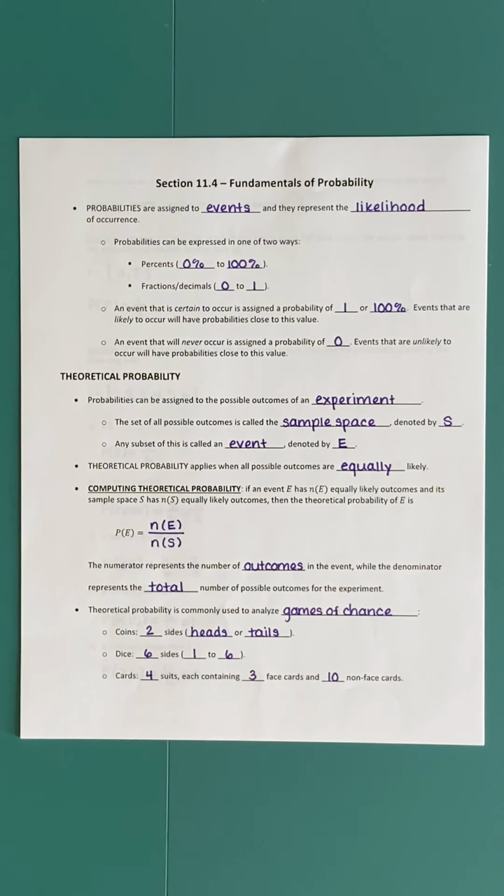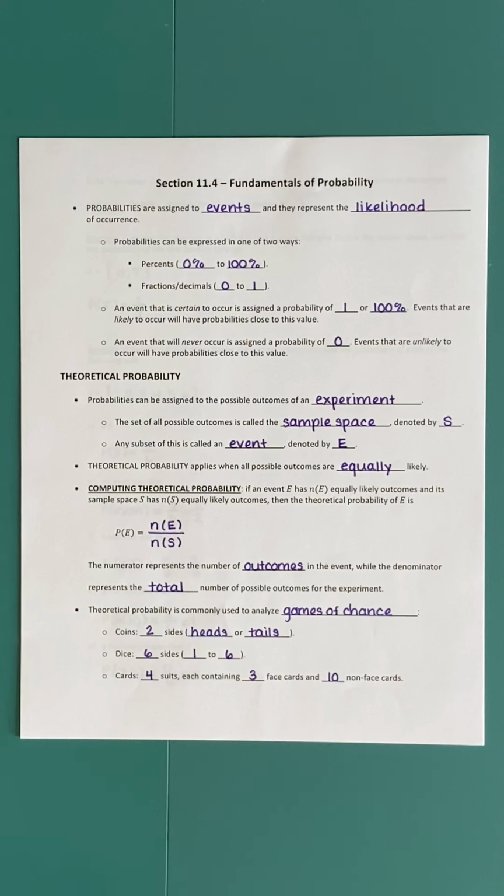So we're going to look at two different types of probability situations. The one we're most used to seeing is called theoretical probability. So we're going to talk about what that means. So probabilities can be assigned to the possible outcomes of an experiment. Okay, now what does that mean?